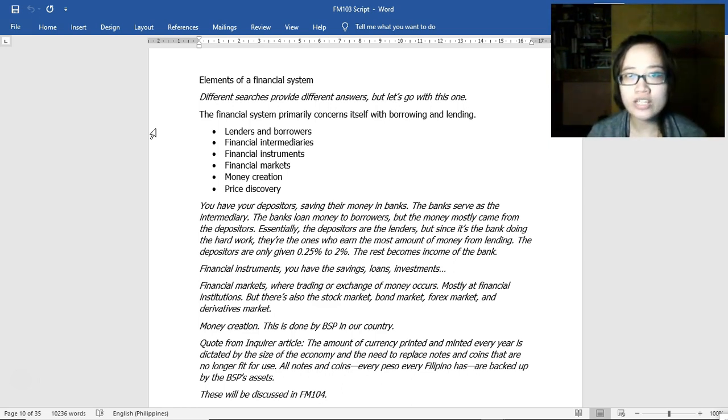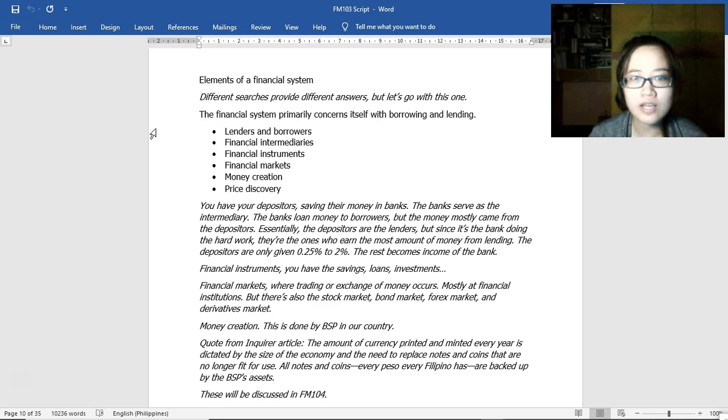Okay, the financial intermediaries would be the banks and the other financial institutions, and the financial instruments would be the deposits and the loans. And then of course there are other financial services nowadays. Okay, so we have investments as well, insurance. So those types of things.